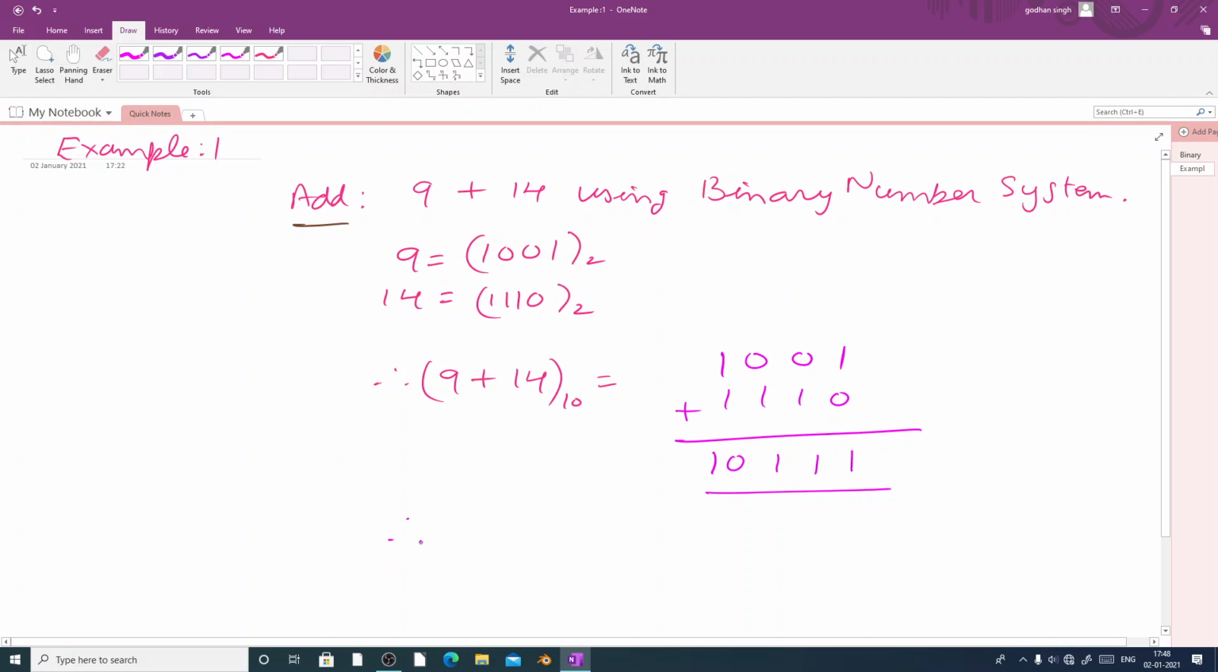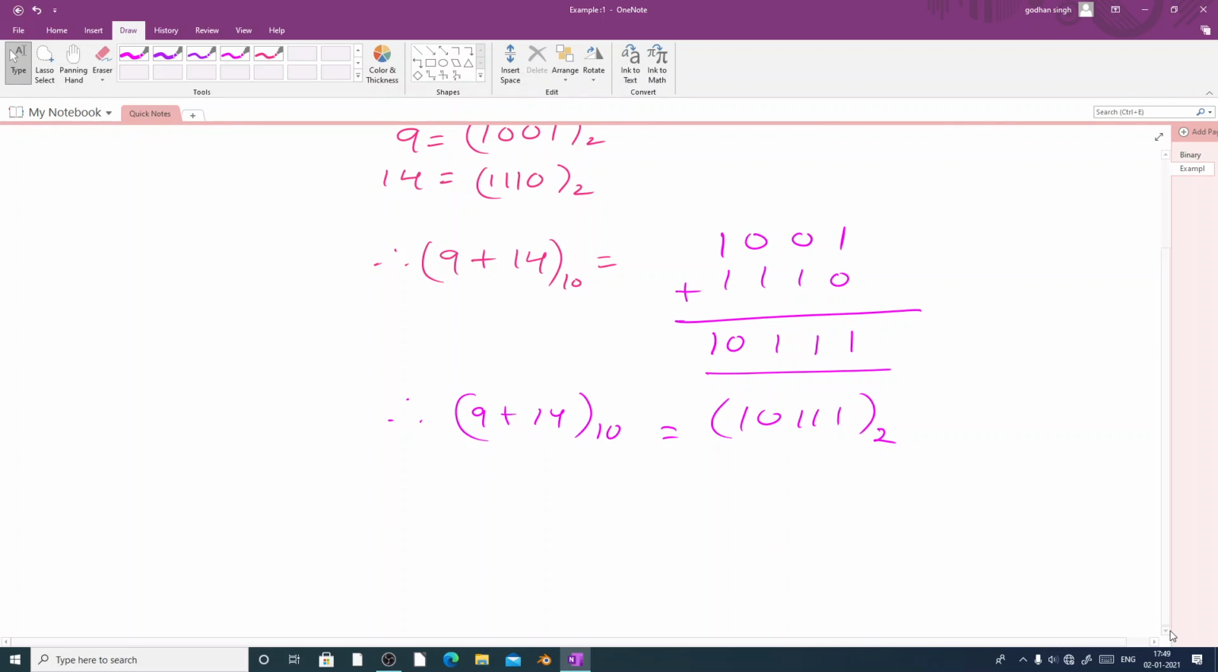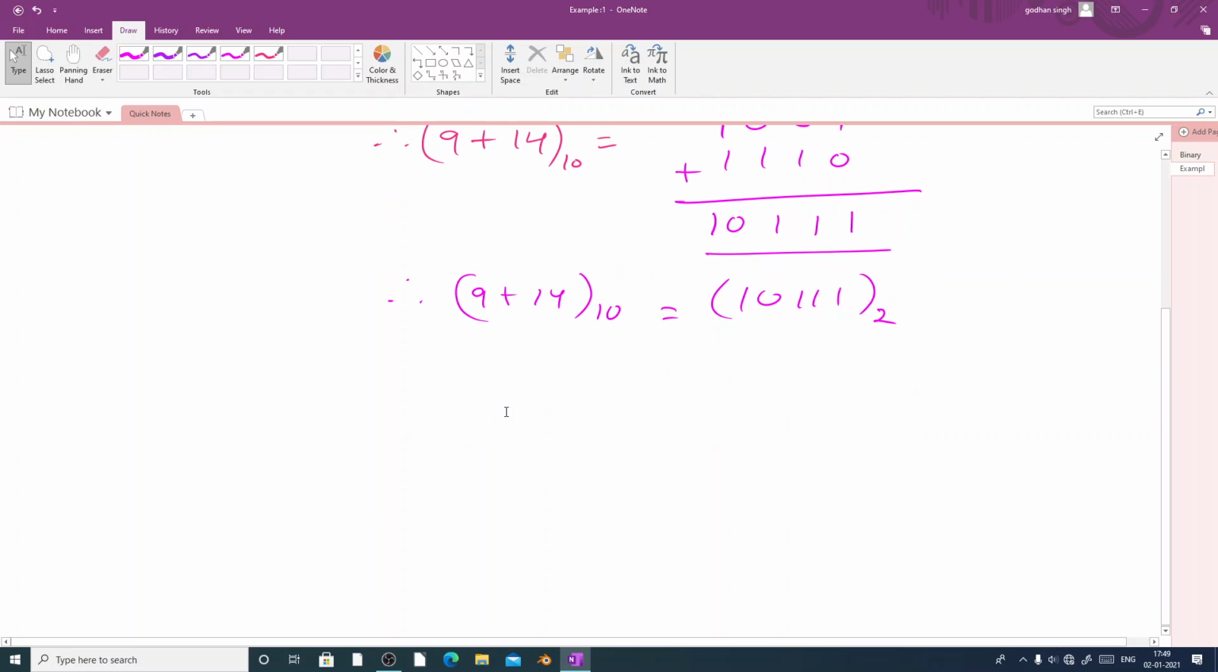So therefore we can say that 9 plus 14 in the decimal number system is equal to 10111, and this is the binary number system. So when we add 9 plus 14 in binary number system we will get 10111 with the base as 2. Now let us see whether our answer is correct or not, because in decimal number system we know that 9 plus 14 should be how much? 23. So that means 10111 should be how much?